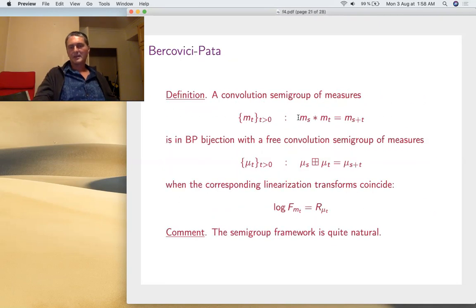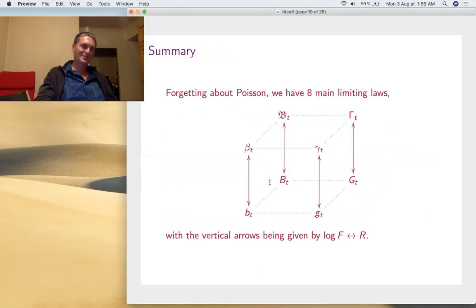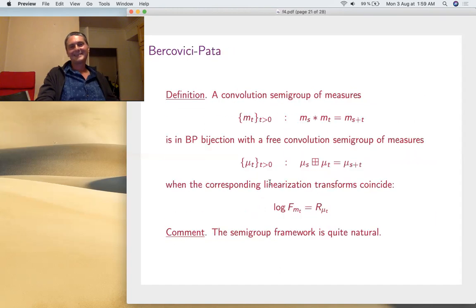There's a subtlety here discovered by Bercovici-Pata. They looked at this problem from a very analytic point of view, and there you have to take semigroups of measures, not exactly measures. You take a classical convolution semigroup and a free convolution one, and you say they're in bijection if the linearization transforms coincide. So convolution semigroups are very important for various analytic reasons, and also because all these are convolution semigroups. We have to put it in the statements.